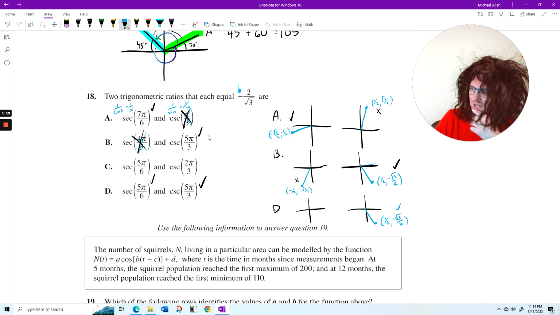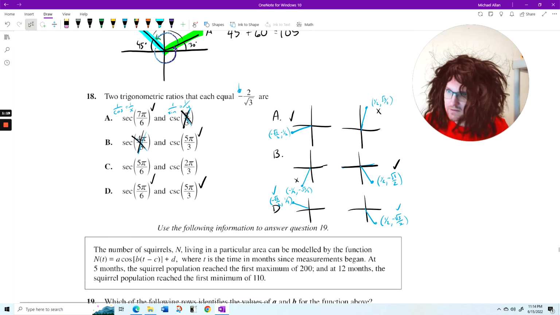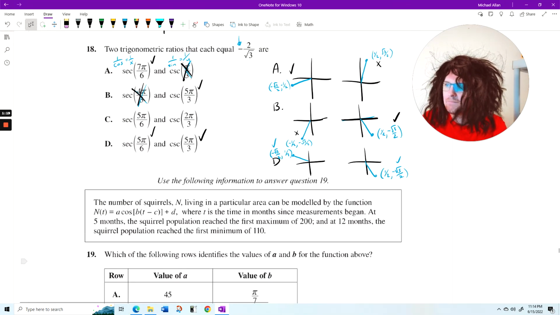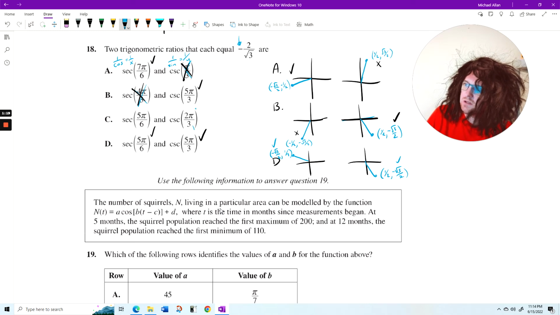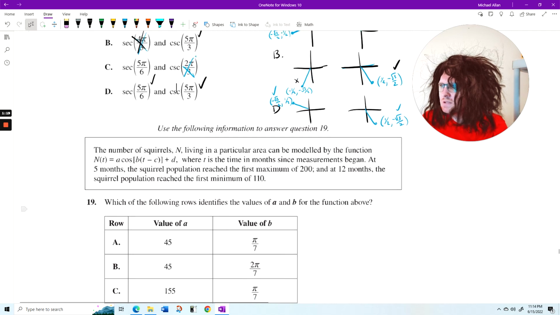Okay, now the 5 pi over 6, that would be over here. And it would have a negative, yeah, so this looks like it would work, because it has an x value of negative root 3 over 2. Cool. Whew, that was a fun question. I guess I could just type those in my calculator and see if they hold. I'm guessing this would have not worked. Okay. Yeah, it would have been positive there.